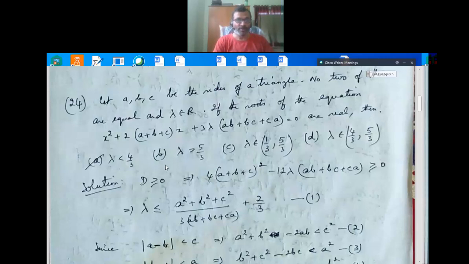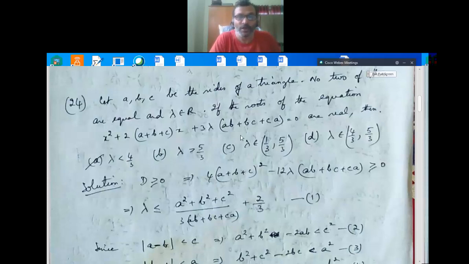So b², here b is the coefficient of x, which is 2(a + b + c). So b² will be 4(a + b + c)² minus 4 into a, that is a is 1 here, 4 into c.